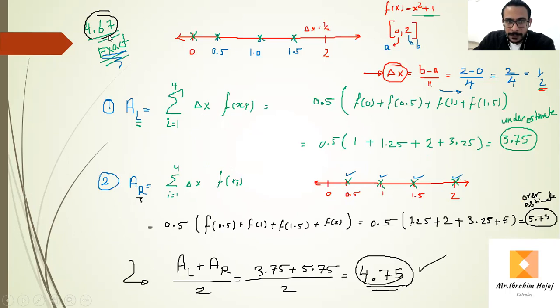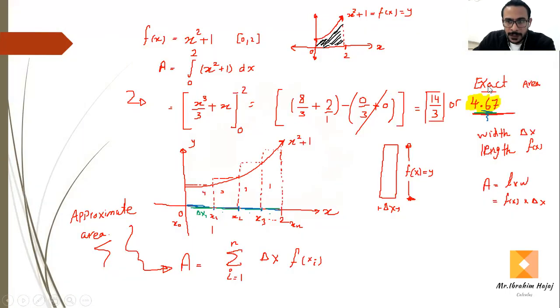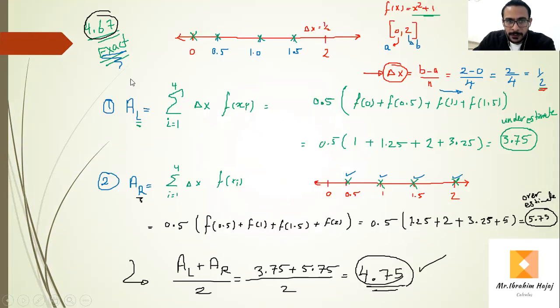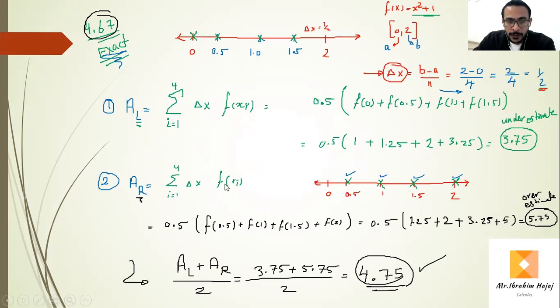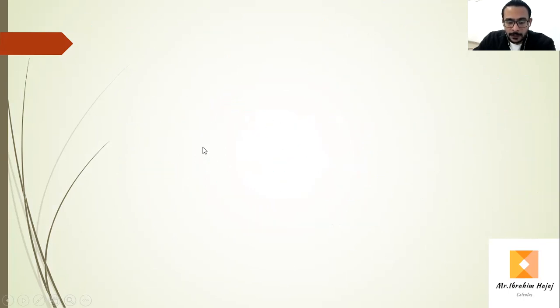The exact is 4.67 by using the integration directly. By using the midpoint formula, it gives what? 4.62, the most accurate one. For the left, 3.75, which is an underestimate. For the right, which is an overestimate. And actually the function we have is x squared plus 1, which is an increasing function.